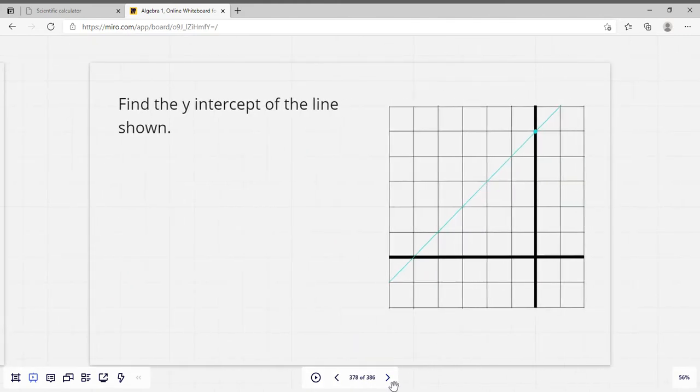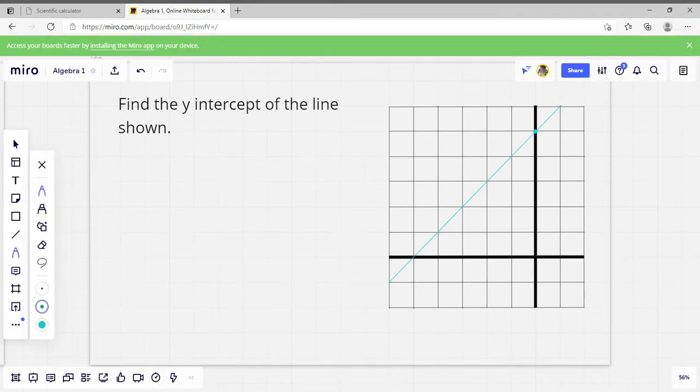Alright, find the y-intercept of the line shown. Okay, so the y-intercept is where it crosses the y-line. Here's our y-line. Here's our x-line. And it crosses at 1, 2, 3, 4, 5. So our y-intercept is positive 5, or it would be the point 0, 5. Our x is 0, our y is 5. Right there.